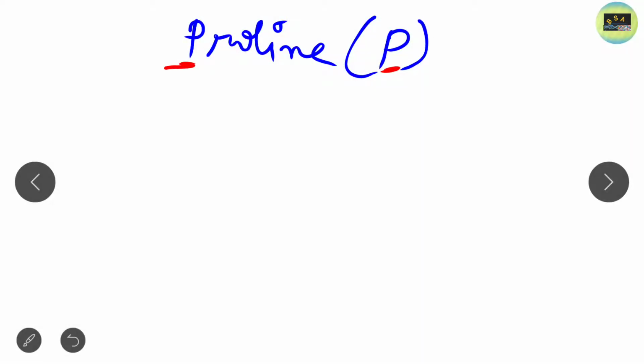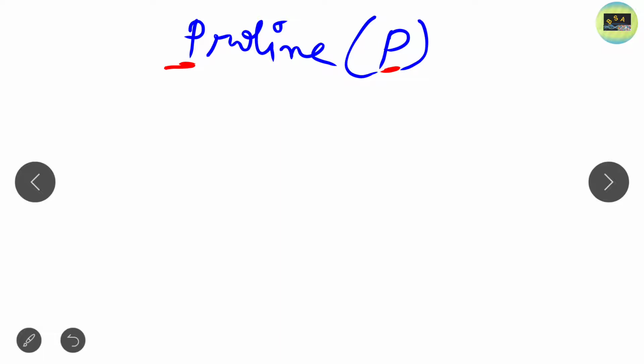In the case of proline, basically proline is known as an amino acid. Why is proline known as an amino acid? You can find out with the help of this structure. Just look at the structure.